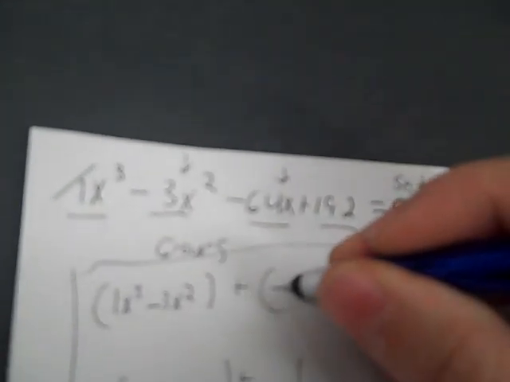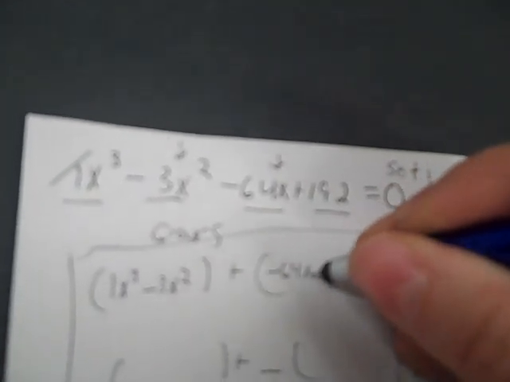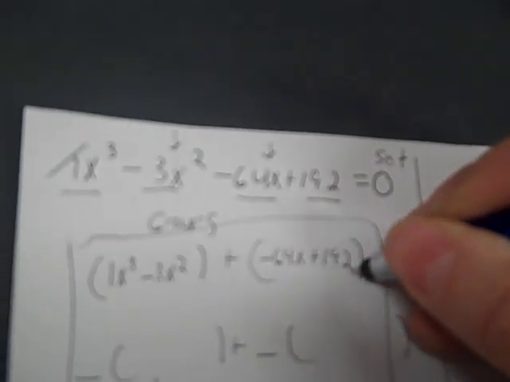Okay, and then the dots is easy. It's just 2 parentheses with a plus and a minus. So grouping, we got 1x to the 3rd minus 3x to the 2nd. And we have negative 64x plus 192.